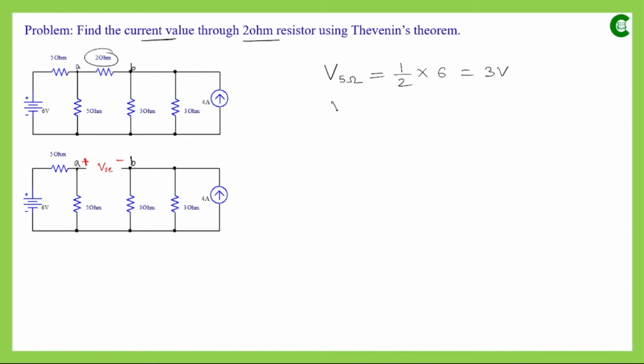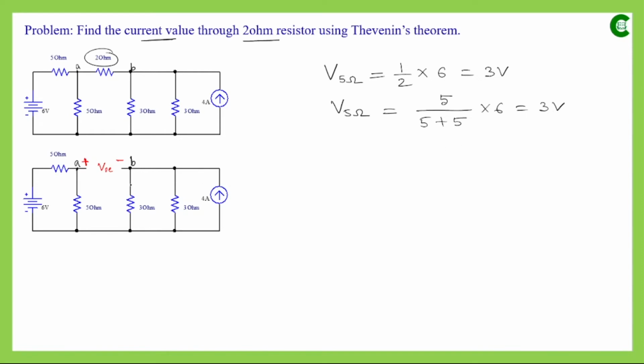Again, if we apply the voltage division rule, that will also give us the same value. So it will be 5, this resistance value, divided by the summation of both the resistances, so 5 plus 5, into 6. So it will be again 3 volt.